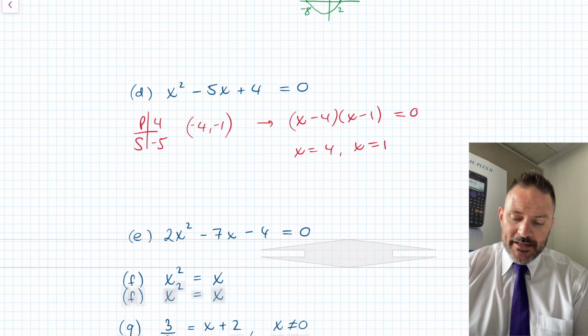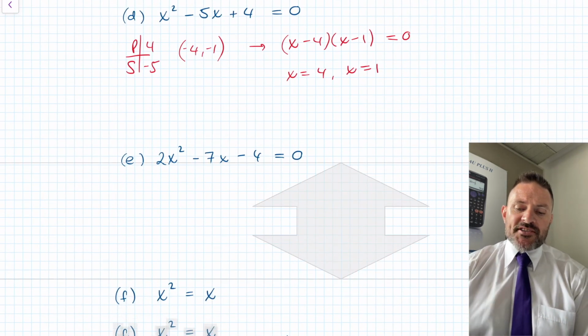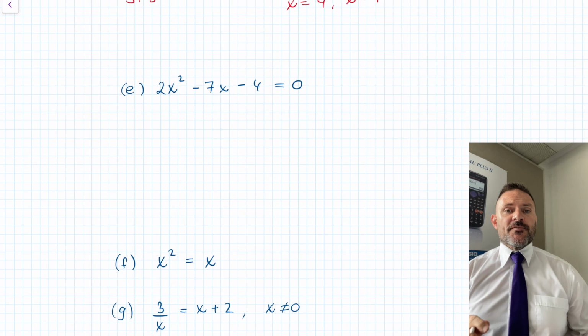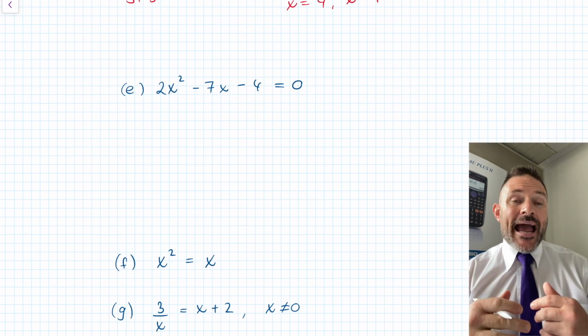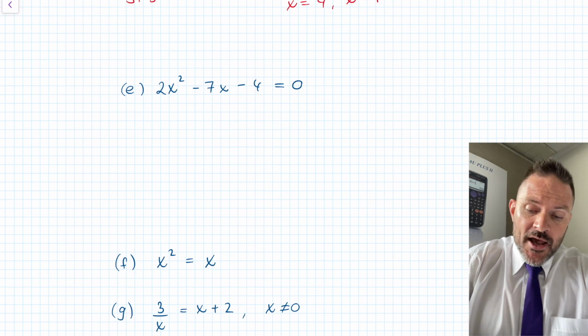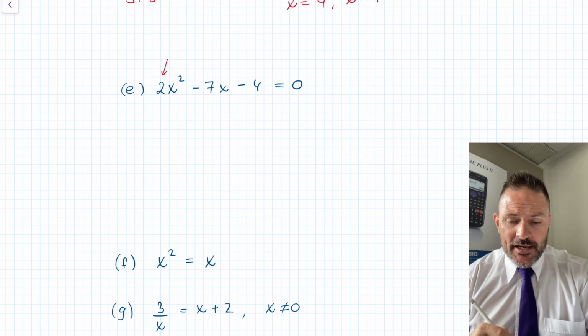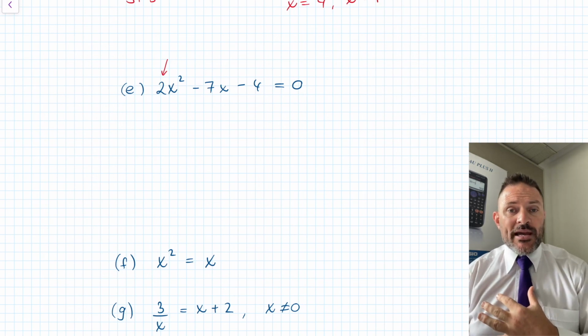The next one. Now we start to come into the big boy stuff, okay? You'll notice the difference between E and all the other questions, of course, is that we no longer have a monic quadratic equation. We have a non-monic. It's non-monic because of this 2. This 2 causes a little bit of anxiety, okay? A little bit of a longer process we have to follow.